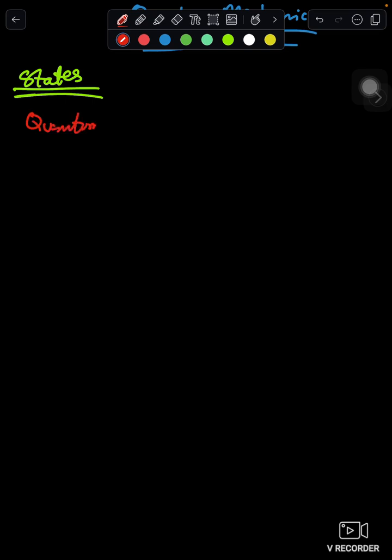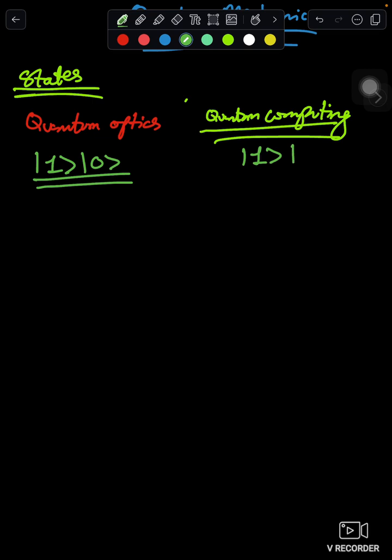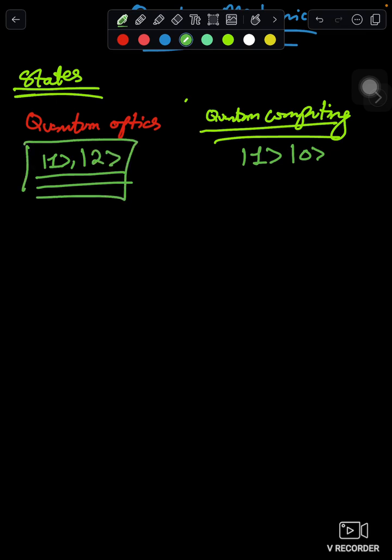When we talk about quantum optics, we take the states as 1 and 0, but in other areas like quantum computing, we take it as 1 and, wait, no, it was opposite. This is 1 and 0, but here it's 1 and, well, it doesn't matter that much, but this is how we should take.